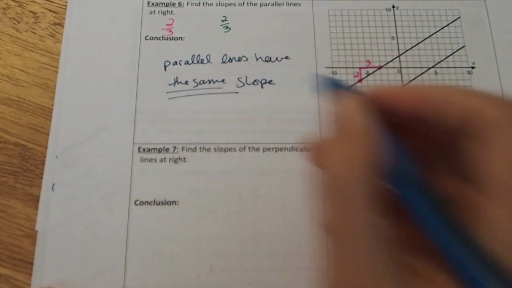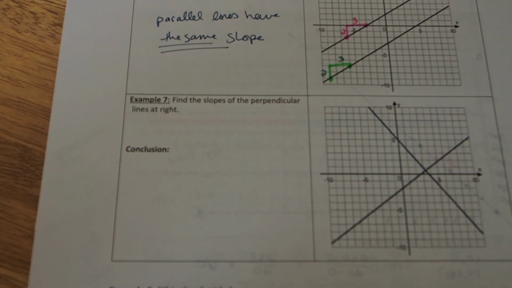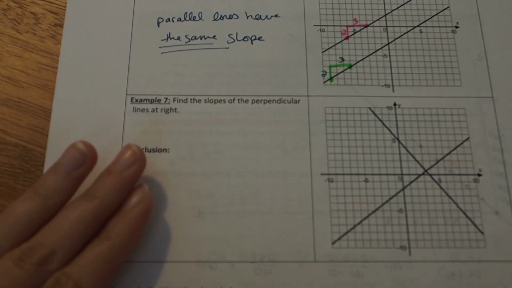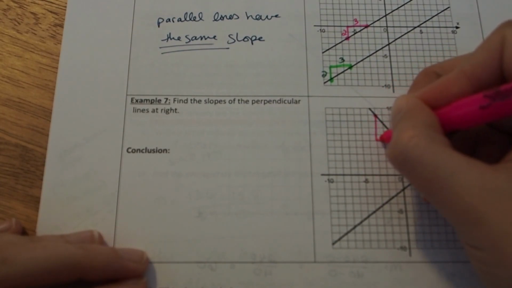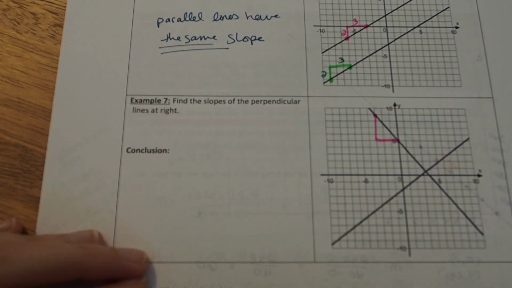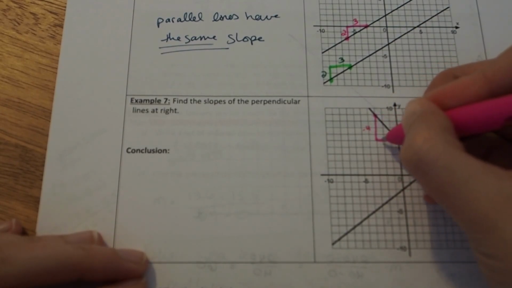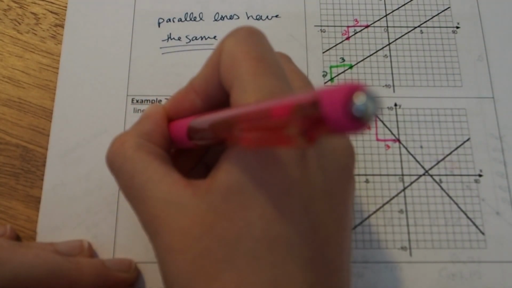Okay. In example 7, I'm looking at two lines that are perpendicular. Perpendicular means that they form a 90-degree angle. And if my two lines are perpendicular, let's find out what happens with their slopes. So the first one, let's see if I can find, there's a point up here, another point right there. So if I look at my ratio of rise to run, it looks like I'm going down 1, 2, 3, 4, and over 1, 2, 3. So this first one is negative 4 over 3.